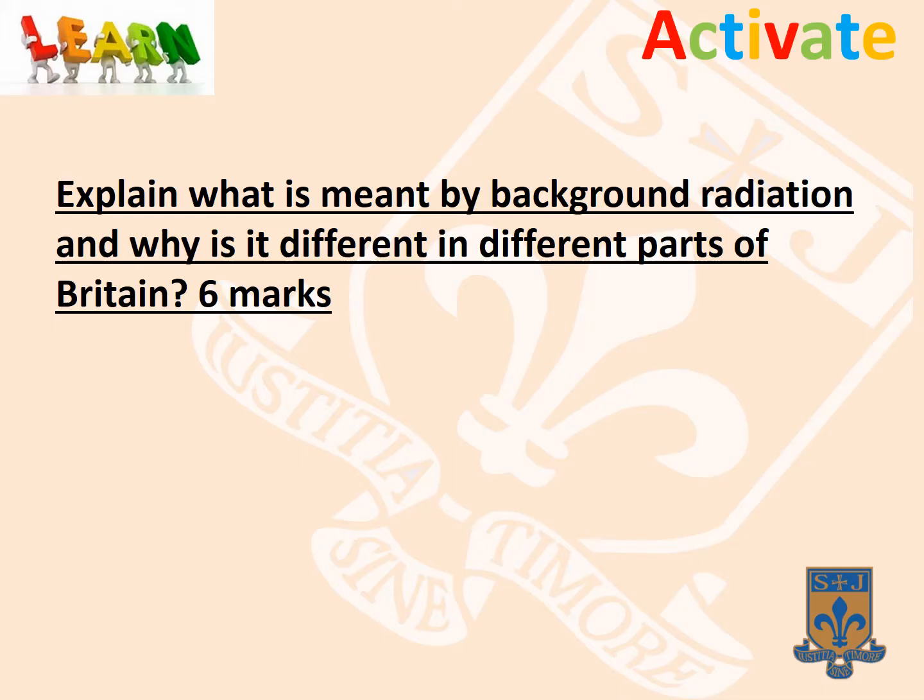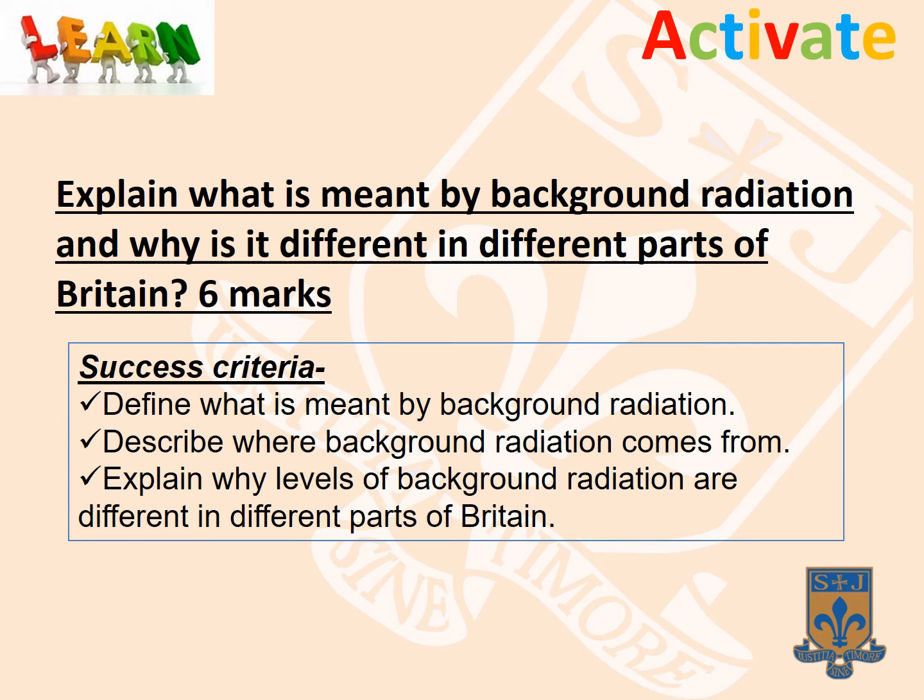This lesson is going to focus around this 6-mark question. 6-mark questions are quite common in this topic during the exam because there's lots of information that you can learn to share with the examiner. The question: explain what is meant by background radiation and why it's different in different parts of Britain. And you can see that that matches perfectly with the success criteria that we had for this lesson.